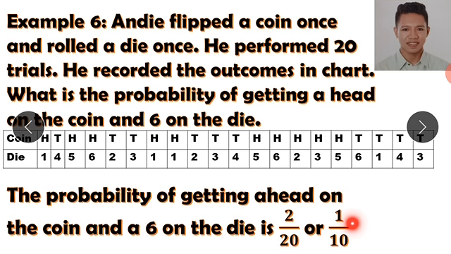I will repeat, how did we get the answer? Head and 6. Just look at the table for head and 6. So 1, 2. That would be the numerator. And the denominator is the total number of trials. So 2 over 20, or 1/10, or 10% probability.